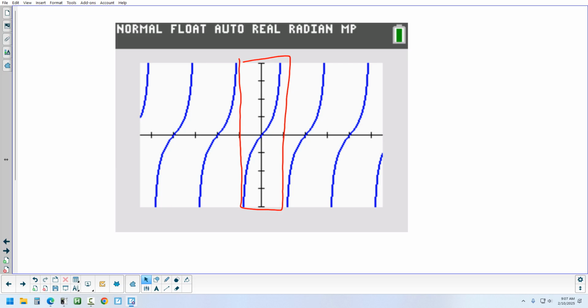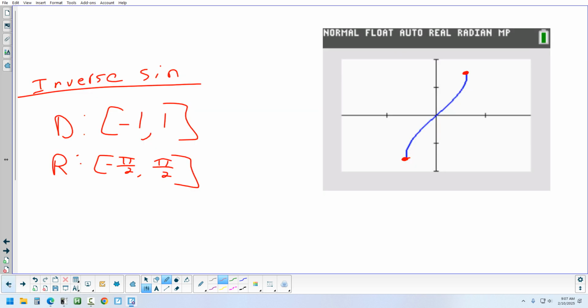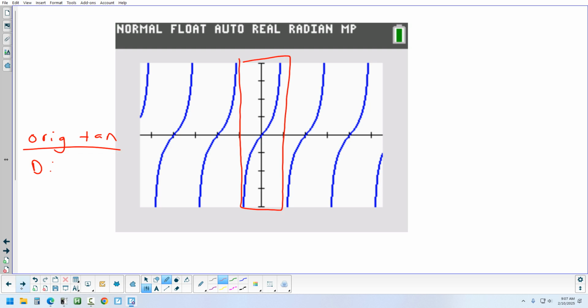So this is for original tangent. What does it look like we just restricted the domain to make it so this passes the horizontal line test? Negative pi over 2 to pi over 2. Now, we used that number before here. Am I going to write it exactly the same way I did that one? Okay, look at the graph. No, what's different? It's parentheses and brackets because it never actually reaches those. It never reaches those because what does the graph have?